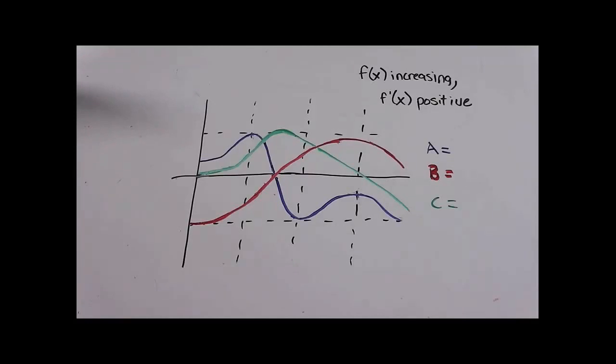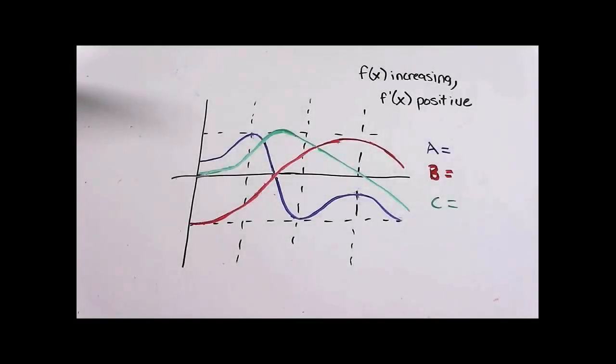So problem 2 of the Calc Knowledge pretest asks us to determine which of the three graphs is the graph f of x, the first derivative f prime of x, and the second derivative f double prime of x. And this is going to take a good bit of logic and understanding of the relationship between the derivative of a graph and a graph.